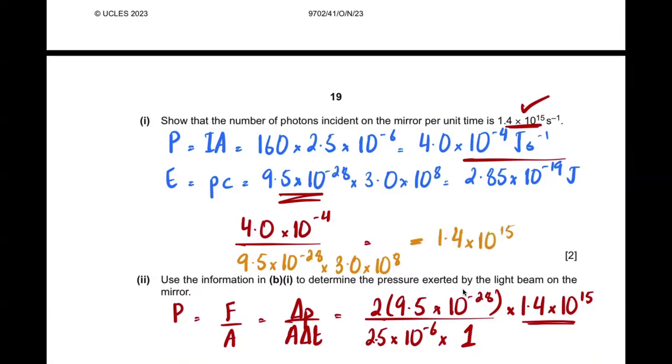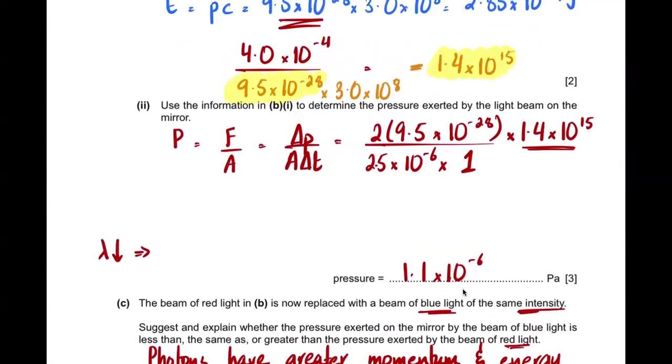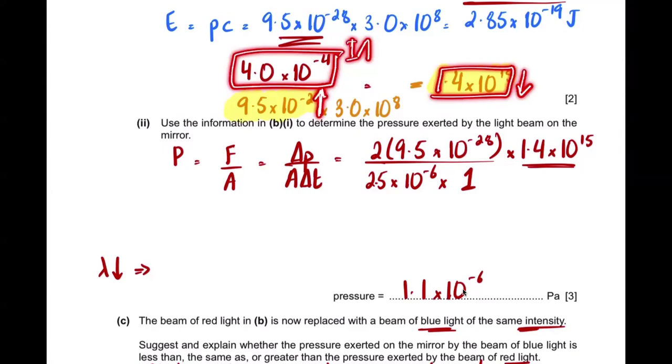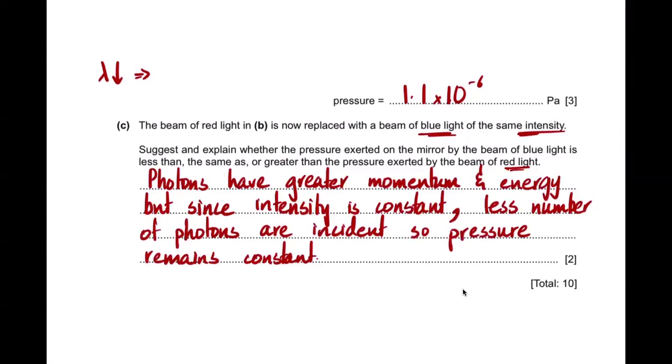Now 9.5 into 10 to the negative 28, this is basically energy. This is c. And this is the number of photons incident. So if the wavelength goes down, momentum increases, causing the energy to increase. But if the energy increases, this is definitely going to decrease, because this is a constant. This is the product of intensity and area, a constant. This is the speed of light, a constant. So I can say that E, the energy, and N, the number of photons, are inversely proportional. If E goes up, then N goes down. So that's why it's like this.